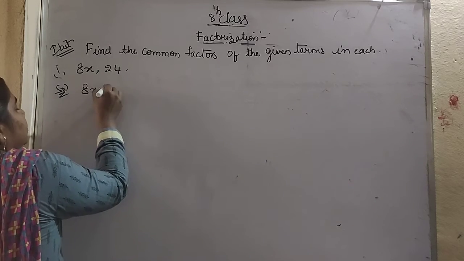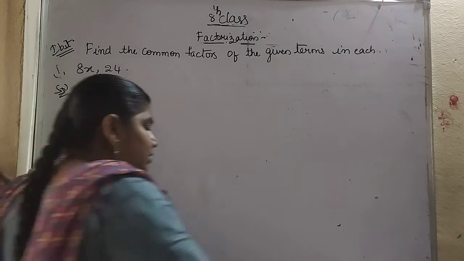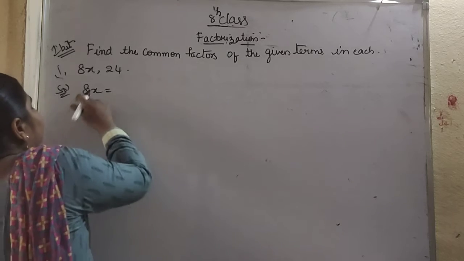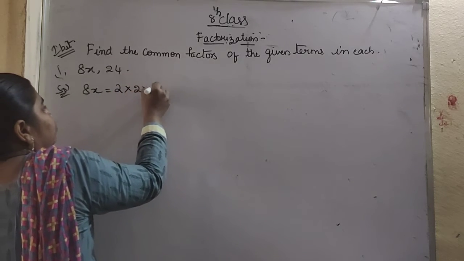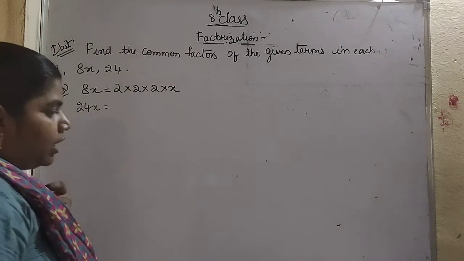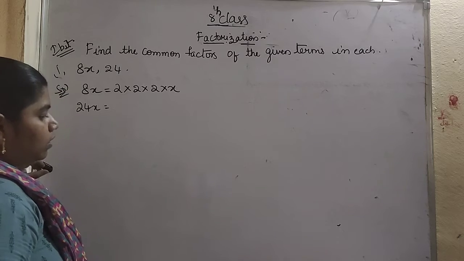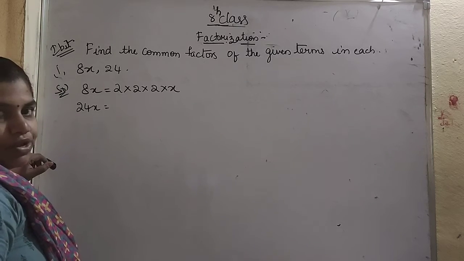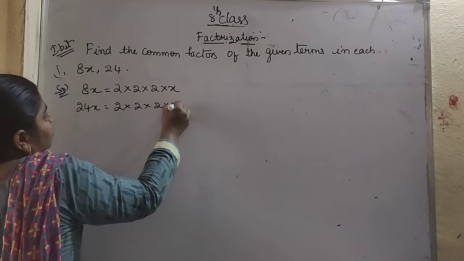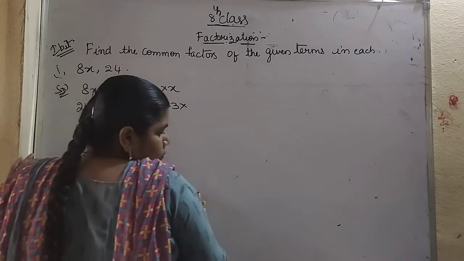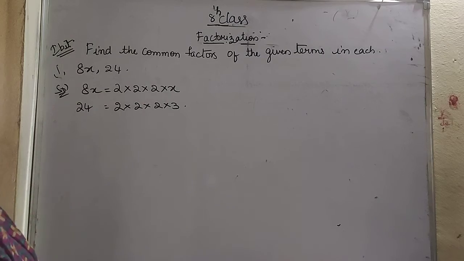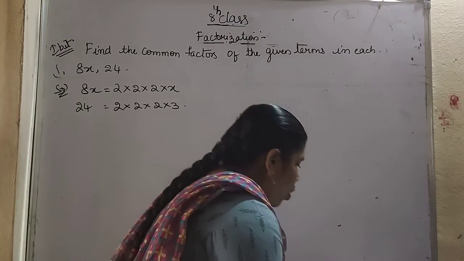So first I am doing for 8x. 8x can be written in the form of prime multiples. How can you write it in the form of prime multiples? This 8 can be written as 2 into 2 into 2 into x. And 24x can be written as, 8 threes are 24, so 2 into 2 into 2 into 3 into x. So these are the factors of the given question. Now we have to take the common factors from this.